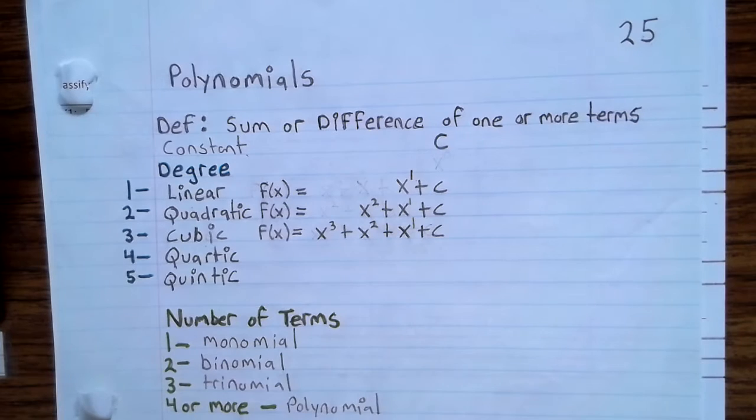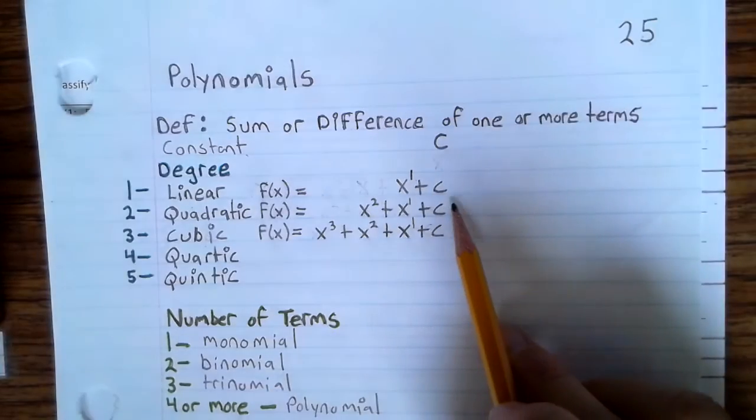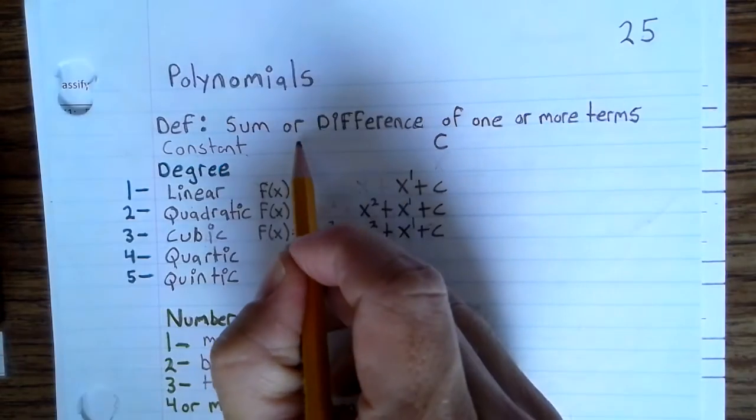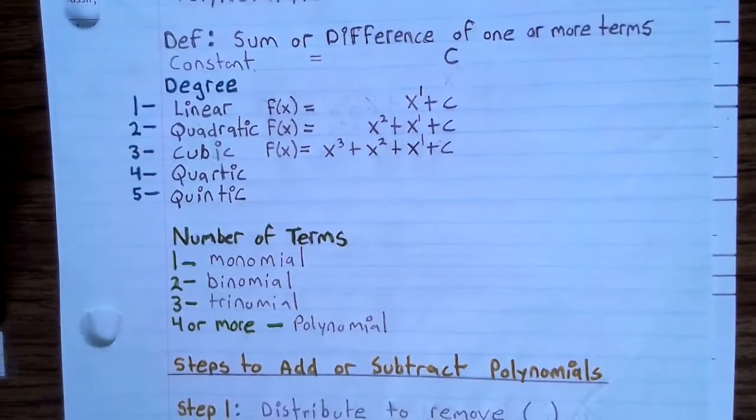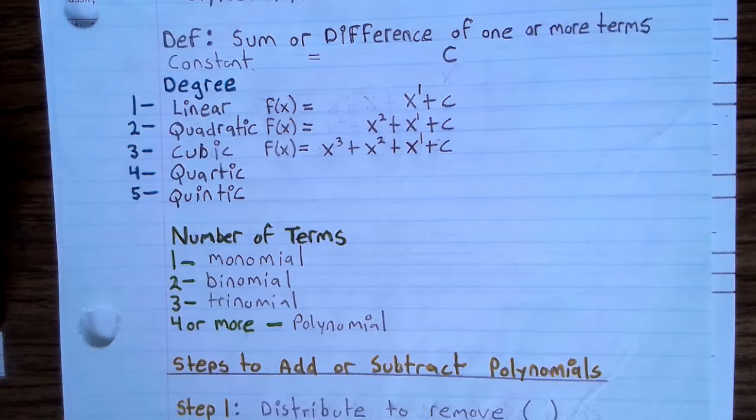Now, degree. 1, linear, x plus c. 2, quadratic, f of x equals x squared plus x to the 1 power plus c. Degree of 3 is cubic, f of x equals x cubed plus x squared plus x plus c. Quartic is degree 4, quintic is degree 5, and the letter C stands for constant. Number of terms: 1 monomial, 2 binomial, 3 trinomial, 4 or more polynomial.